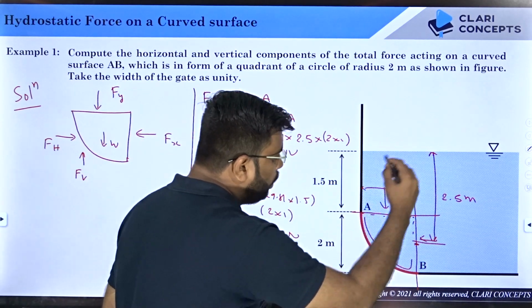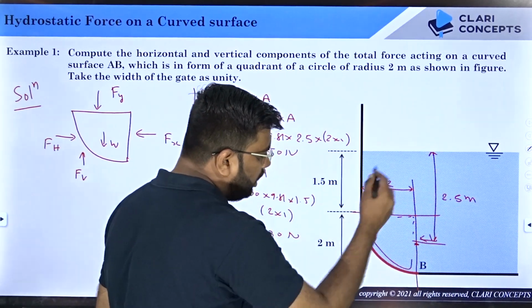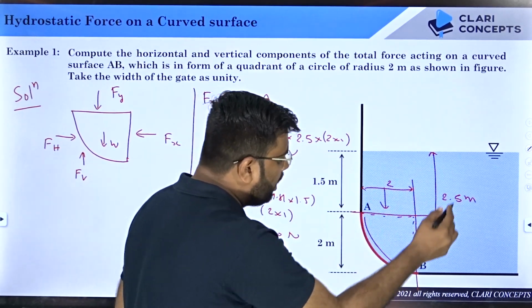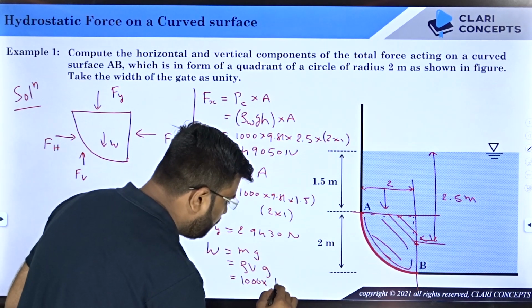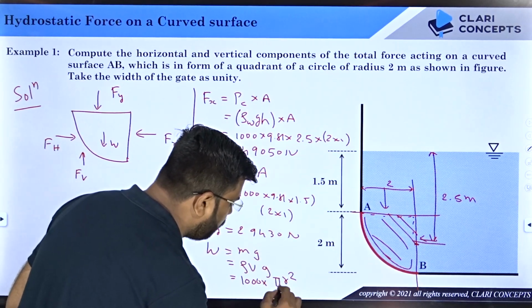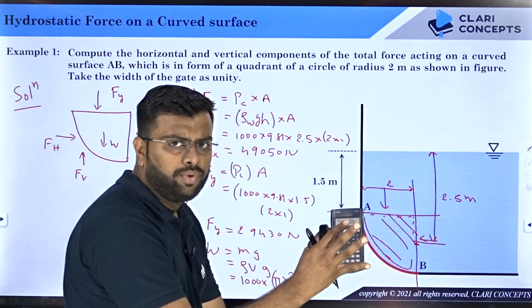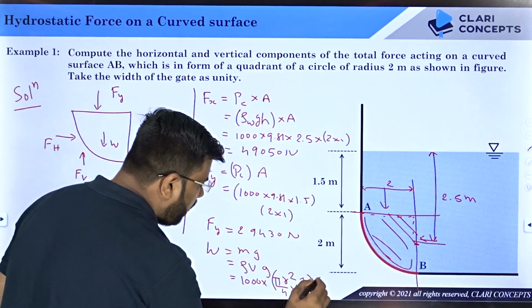Say this is 1/4 of the circle. So can I say pi r square is the total area. If you do pi r square by 4, you will get this area. So this is pi r square by 4, the area, into the perpendicular distance, that is h, or you can say width L, that is 1 meter, and then g.